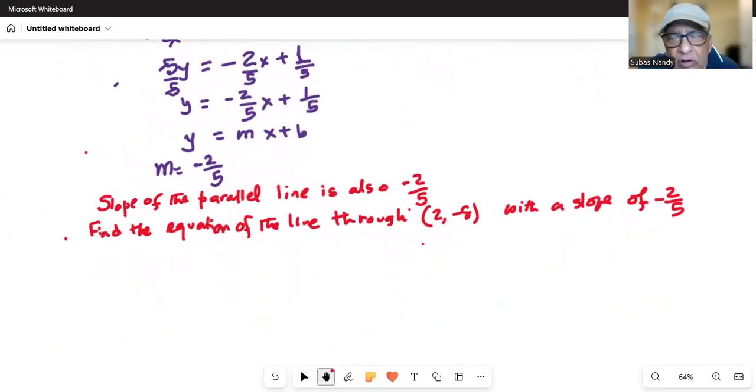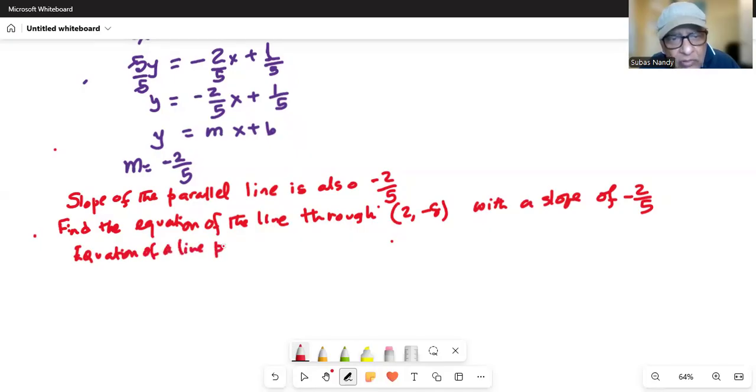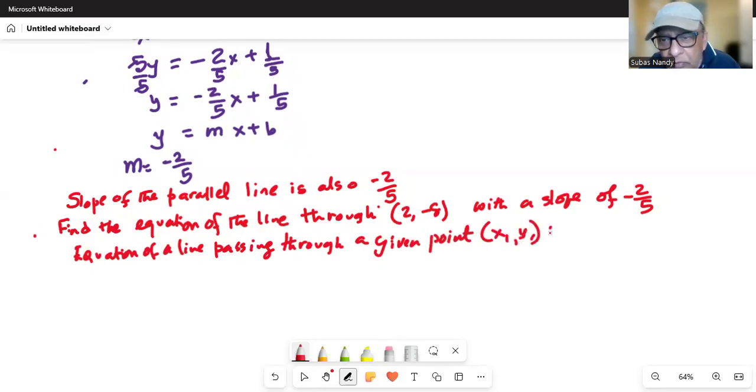Yes. Now, here we will use a formula from the equation of a line: the equation of a line passing through a given point (x1, y1) with slope m is, where do I get it? I get it from the textbook.